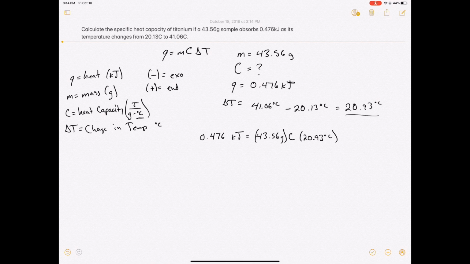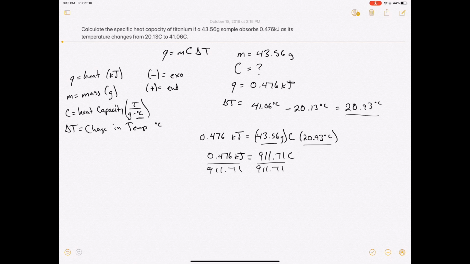All right, so now it turns into an algebra equation, and we'll be solving for C. The first order of business is to multiply our 43.56 grams times 20.93, which we will do with our calculator. We will rewrite the equation after that step. This side stays the same, and now we have 911.71 from multiplying these two values, times C. Now, like any other algebra equation, we isolate the C, which is what we are looking for, by dividing both sides by 911.71.